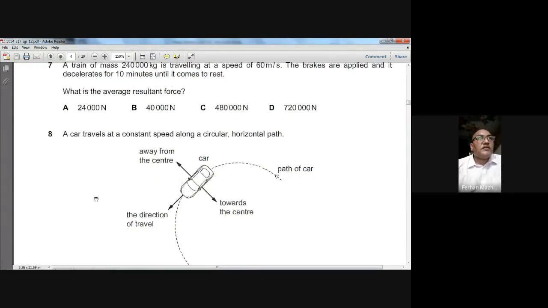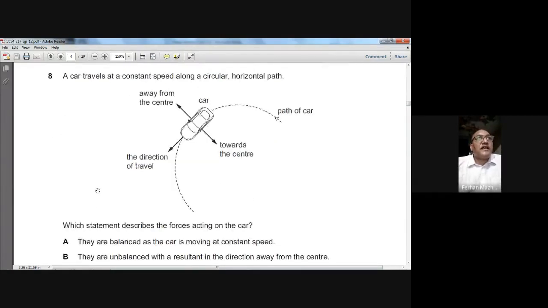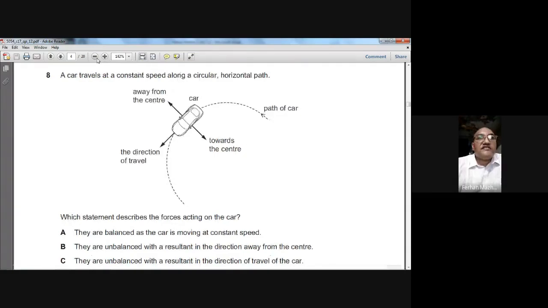Okay. On your screen, we have question number 8. A car travels at a constant speed along a circular horizontal path. Which statement describes the forces acting on the car? The forces are unbalanced and the resultant force is always directed towards the center of the circle. That's the truth. That is a fact, sir.